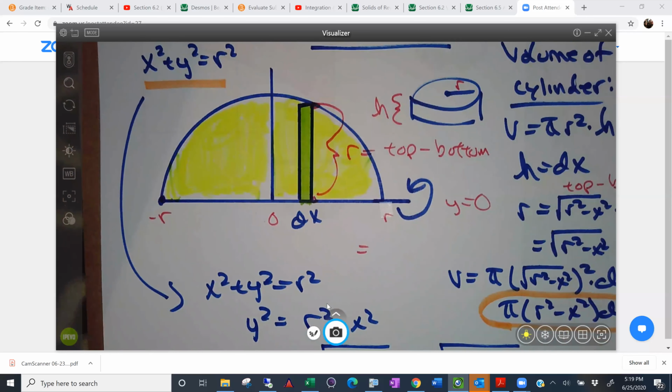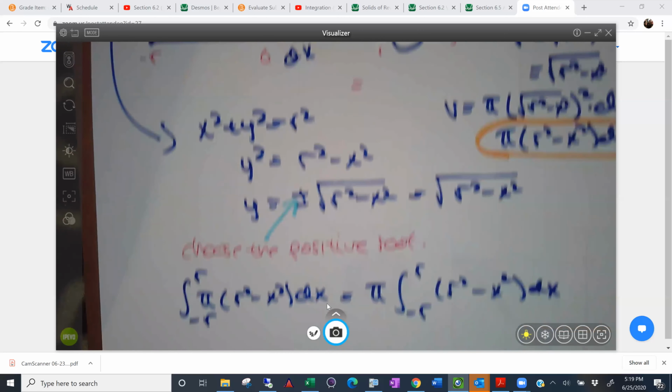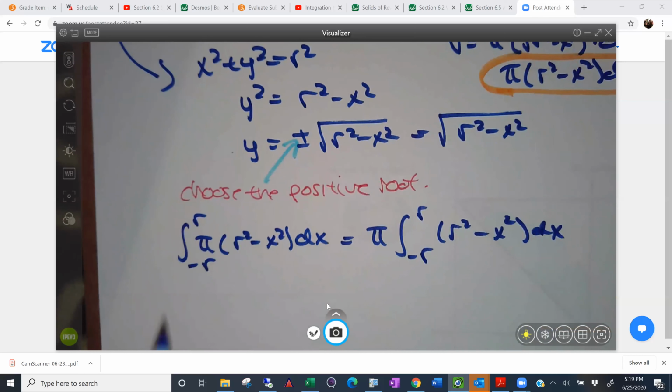Well, what do you think about this one? Even or odd? Even. Yeah, it's looking pretty even to me. The left-hand side and the right-hand side look like mirror images. In fact, they are. And that gives us a little bit of a savings, which is worth noting. So what I can do is I can double this and go from 0 to r like this.